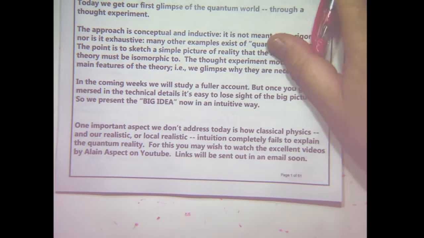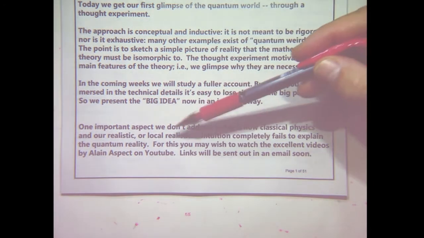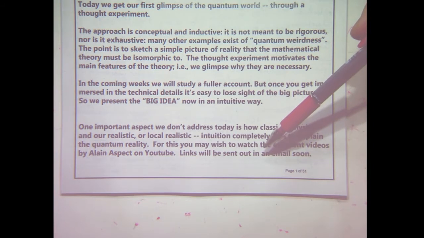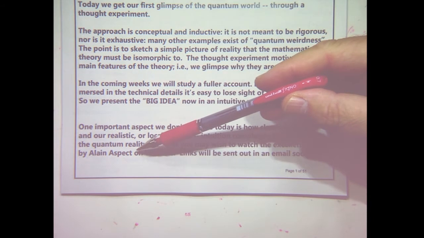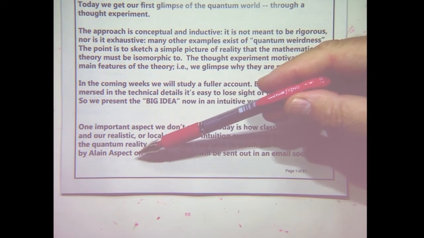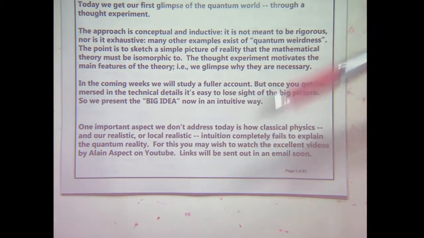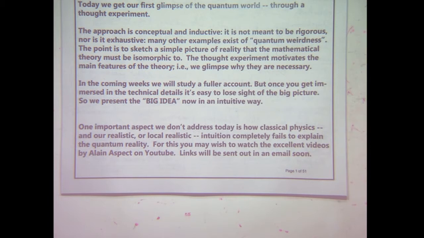Okay? One important aspect that I don't talk about today at all is how classical physics intuition completely fails to explain quantum reality, especially what's called local realism. But what I will do is send out an email, probably with the URL to this video, to videos by Alain Aspect, a French guy who's done really great experiments. And actually, I've met him and had beers with him. He's a great guy to talk to, and the videos are also very entertaining, very interesting, on fundamental quantum mechanics. They're on YouTube, but I'll send the URLs later.